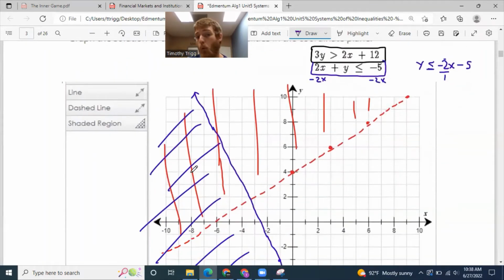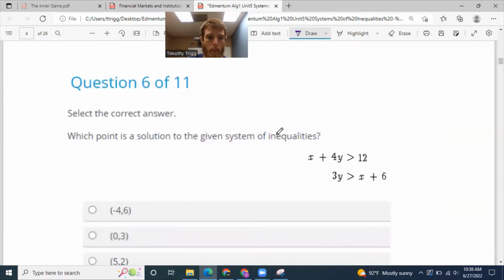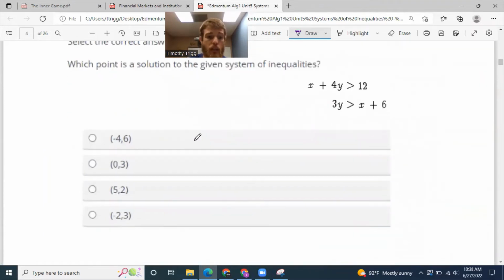Any point in this region would be part of the solution set, and it should produce a true statement for both inequalities. Which point is in the solution set? Once again, we're going to test out the points and see which ones produce a true statement for both inequalities. Let me go ahead and try this first point here, negative 4 comma 6. Replace the x with negative 4 and the y with 6.